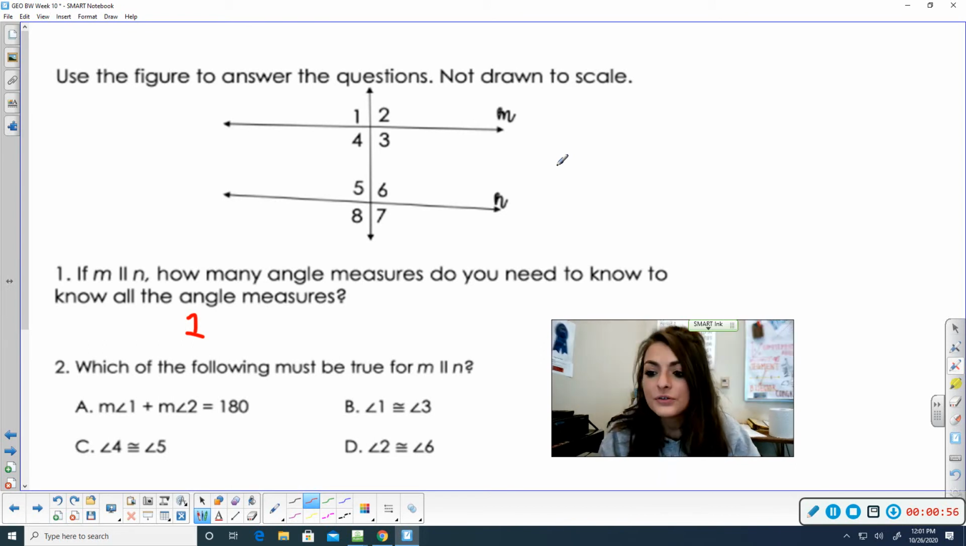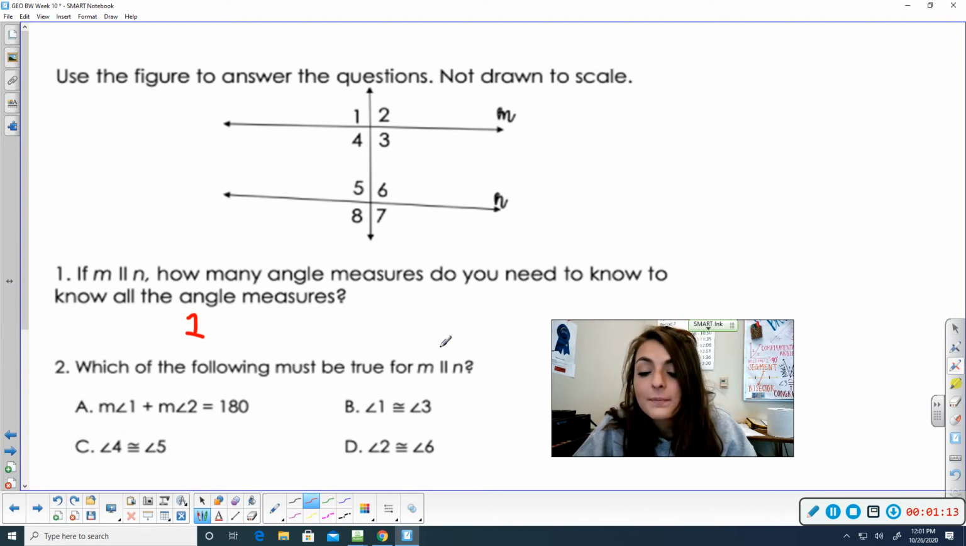And then number 2, which of the following must be true for line M to be parallel to line N? So again, we want to think about those relationships we learned about when we have parallel lines cut by a transversal. What is special about our angle relationships? So A says that in order for M to be parallel to N, the measure of angle 1, so let's find that on the picture, plus the measure of angle 2 has to equal 180.